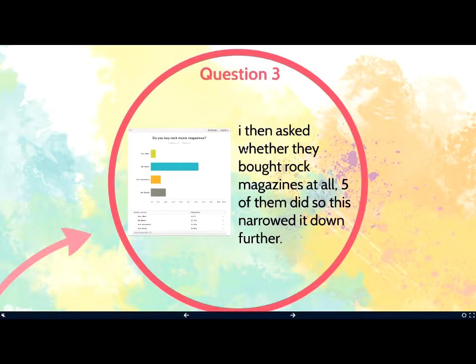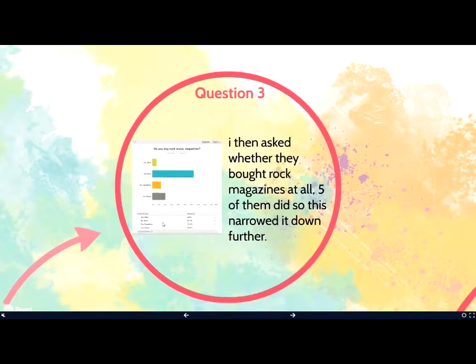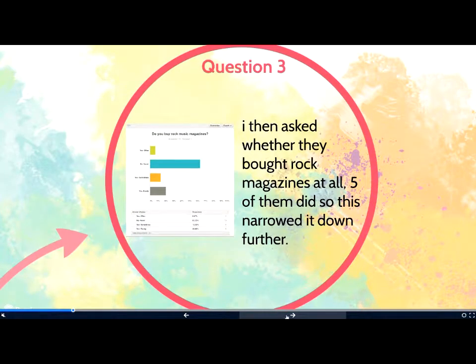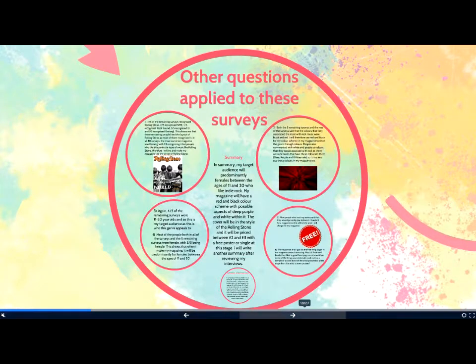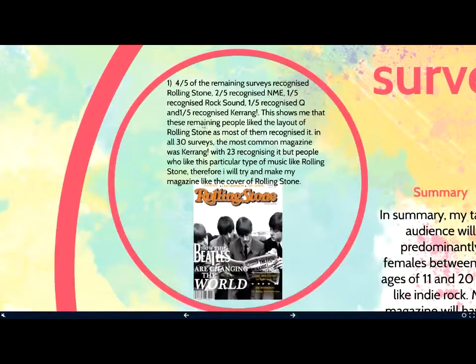So I went into the people that said indie and I asked whether they bought rock magazines. People who did, it narrowed it down even more. Other questions: people recognised some of the magazines, but most people recognised Rolling Stone, so I decided to use the same sort of layout and things for that.